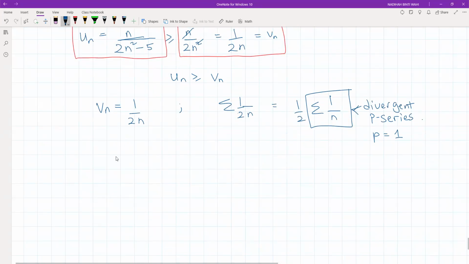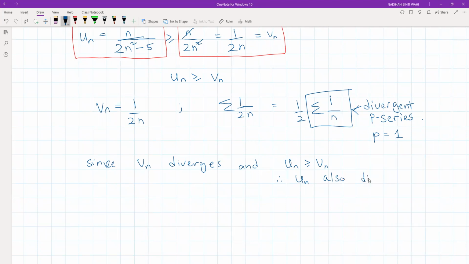So we can say that since Vn diverges and Un is bigger or equals than Vn, therefore Un also diverges. So this is the conclusion from our comparison test. So we compare left and right. Okay, now let's check another one.